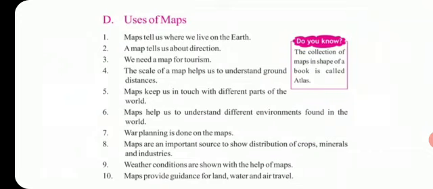Maps keep us in touch with different parts of the world. They help us understand the different environments found in the world. War planning can be done with the help of maps, and they are also a very important source to show the distribution of crops, minerals, and industries. Weather conditions are also shown with the help of maps, and maps provide guidance for land, water, and air travel.